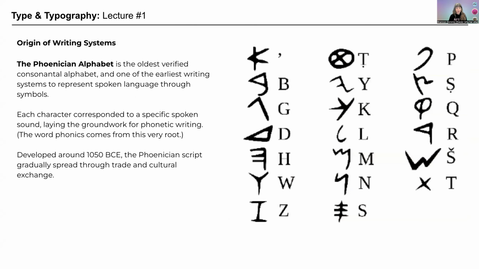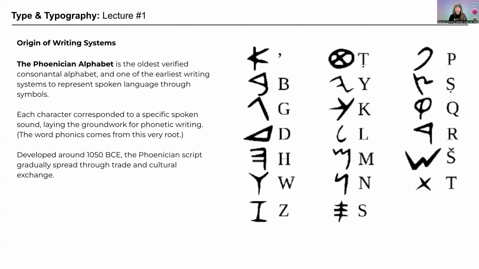The Phoenician alphabet is the oldest verified consonantal alphabet. I always have trouble with that word, alphabet. It is one of the earliest writing systems to actually represent spoken language, the human voice, the sound we make. Each character corresponds to a specific spoken sound, which lays the groundwork for phonetic writing. The word phonics comes from this root.